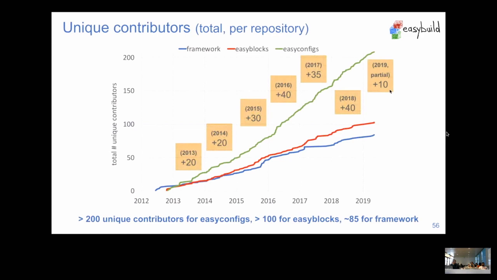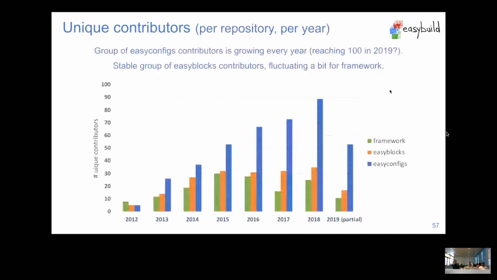In terms of contributors, we have three main separate repositories: one for the EasyBuild framework, a separate one for the EasyBlocks, and then a more active one for the EasyConfig files, where we get over 1,500 pull requests each year. Today, we have over 200 unique contributors for EasyConfig files and over 100 for EasyBlocks, and a little bit less for the framework. Of course, the deeper you go into EasyBuild, the more difficult it is to make contributions. And in terms of unique contributors per year, we see this growing as well, certainly for EasyConfig files. So we hope to reach 100 unique contributors this year in 2019.